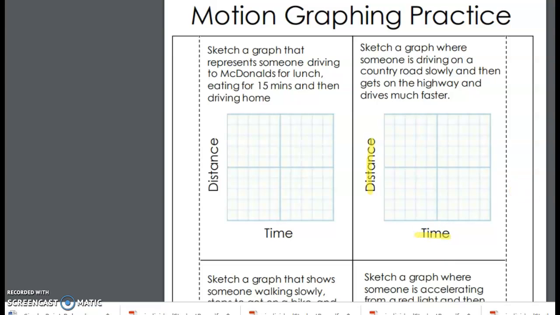We are going to sketch a graph. So we are sketching a graph where, and I'm going to kind of highlight some things in here, someone is driving on a country road slowly and then gets on a highway and drives much faster. Someone's driving on a road very slowly, then gets on a highway and drives much faster.